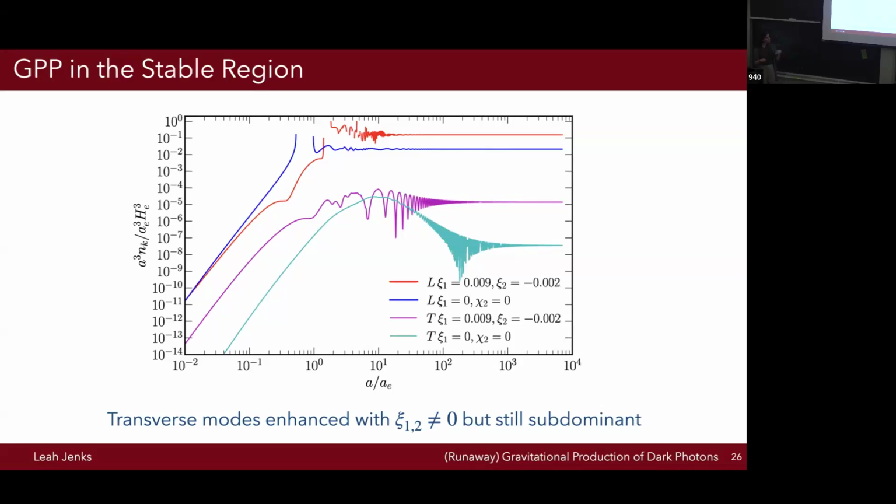And the same is true for the transverse modes. And we see that we actually get a bigger enhancement here for the transverse modes compared to the longitudinal modes. But these are still relatively subdominant compared to the longitudinal modes. So for the rest of the talk, we'll just consider the longitudinal. The transverse are also there, but everything is really going to be dominated by this.